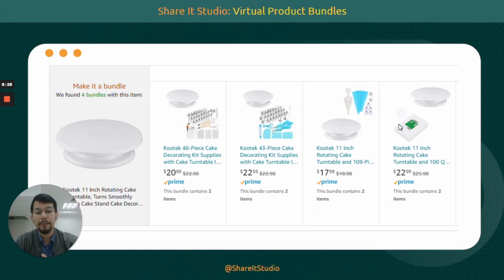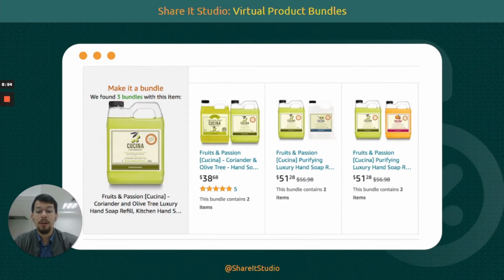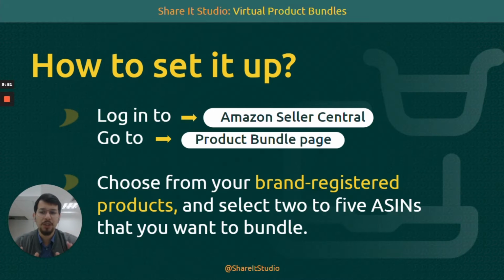You can also see that the prices vary and that they are actually lower than when they are added up. Here we have another example with this hand soap refill. It comes in various scents, in various flavors maybe, and it has various price points. Here you can see that it costs $38.68, which most likely is the price of both hand soap refills added together, but here you can see that it's $51.28 and that it actually has a discount in both cases, approximately of $5. Now, if you want to know how to set it up, here's a simple step-by-step guide.